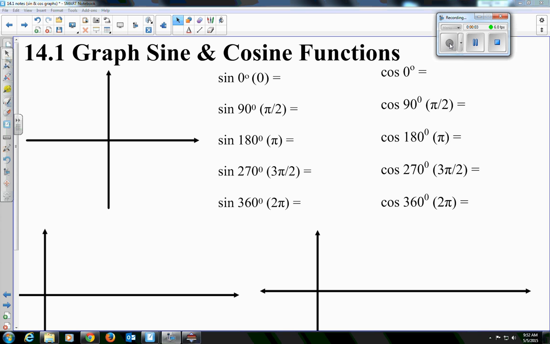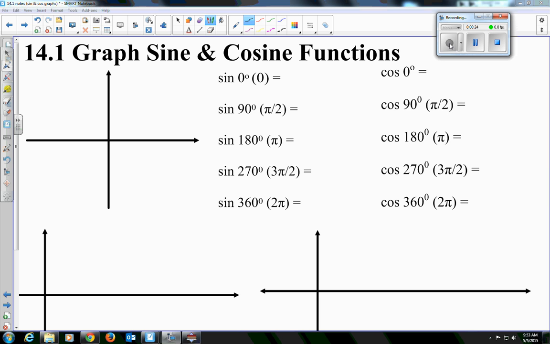13.1, we're going to graph sine and cosine functions today. Based on what we did yesterday with the unit circle, we're going to start there. We're not going to do the whole unit circle. We're just going to do the quadrantal angles. Okay, because that's when we graph these, that's what we're going to focus on, is the quadrantal angles.